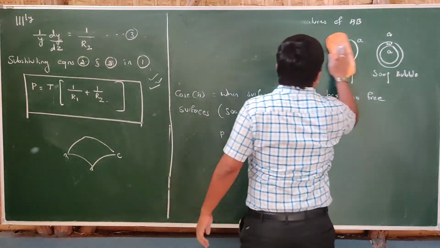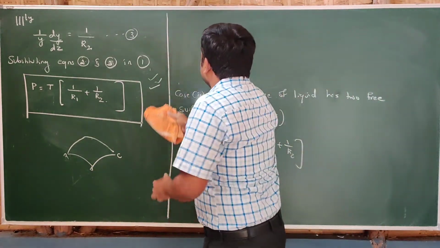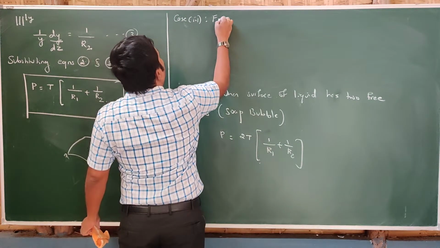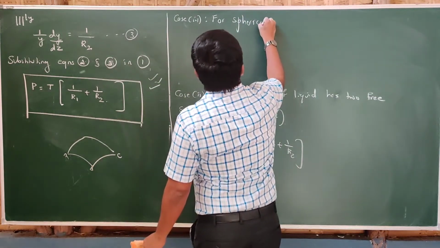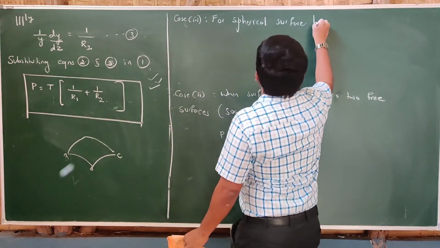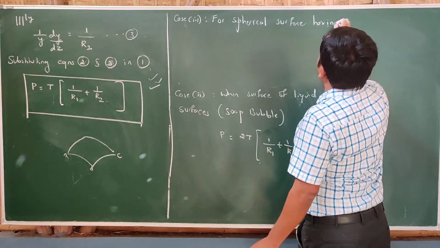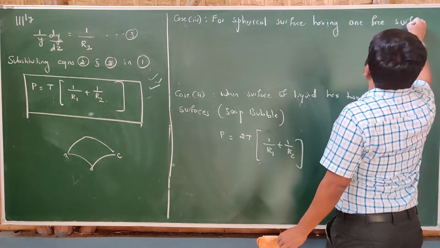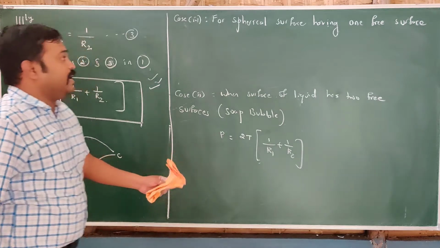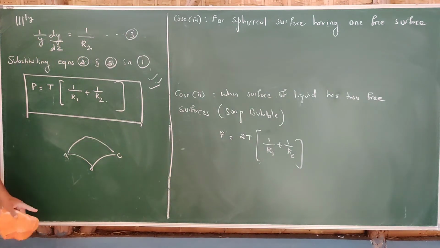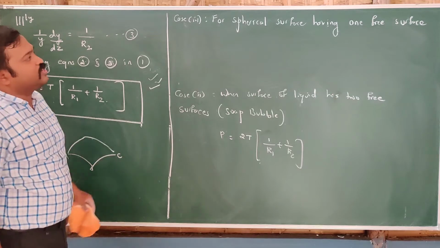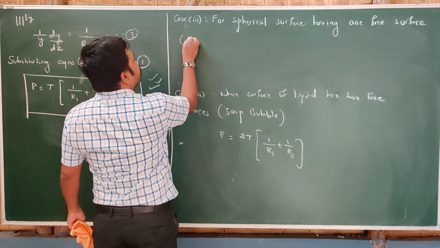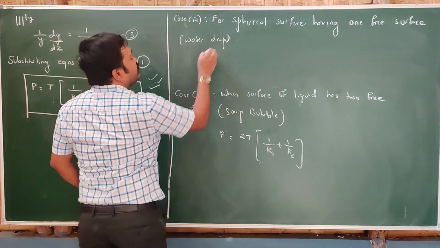Now let us go ahead with the third case. For a spherical surface having one free surface. Till now we considered different shapes. Here I am considering the spherical surface. For a spherical surface having one free surface, the example is a water drop.